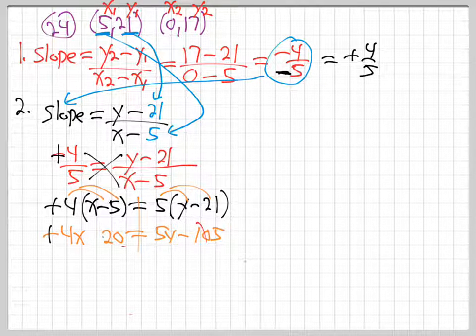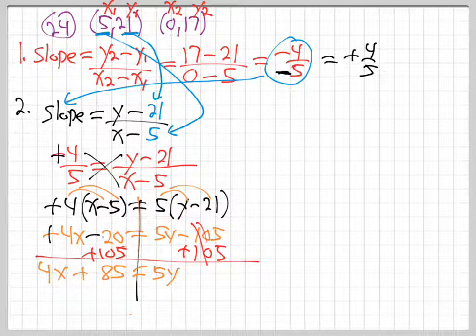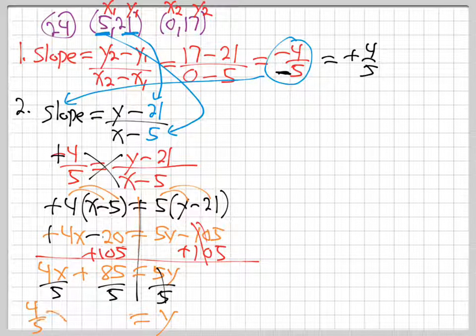Like that. Okay, so it should have been like that. And so then this is going to be minus 20. And now to get y alone, I'm going to add 105 to both sides. And I'm going to get 5y is 4x plus 85. And last step, get y alone, divide by 5. Boom. y equals 4/5 x plus, what's that, 17?